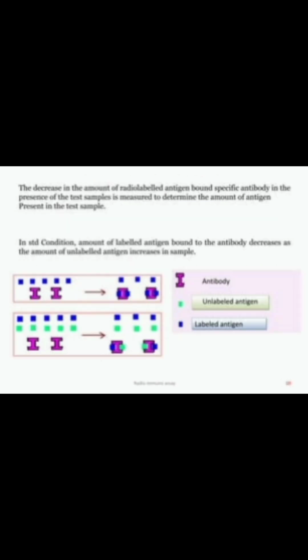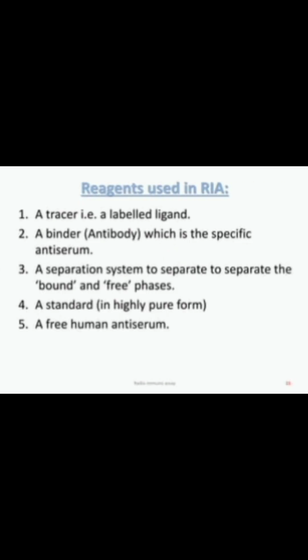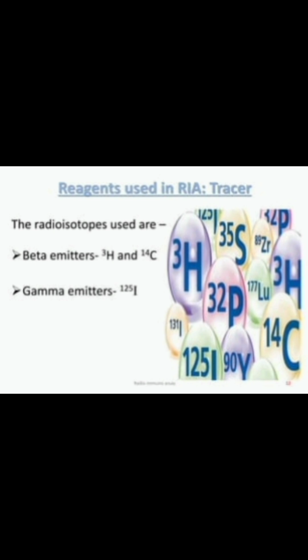The image depicts the antibody, the green dot depicts the unlabeled antigen, and blue depicts the labeled antigen. In this condition, the amount of labeled antigen bound to the antibody decreases, and the amount of unlabeled antigen bound increases. Reagents used in RIA are the binder, which means antiserum, a separation system to separate the bound and free phase, and standards. Beta emitters are tritium and carbon 14. Gamma emitters such as iodine 125 are also used as reagents in radioimmunoassay.